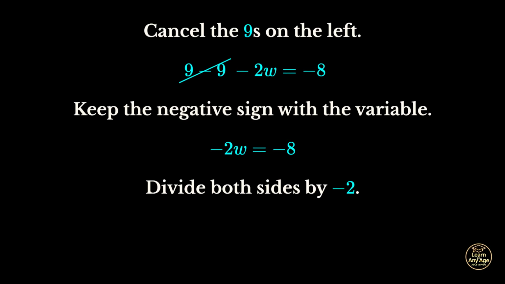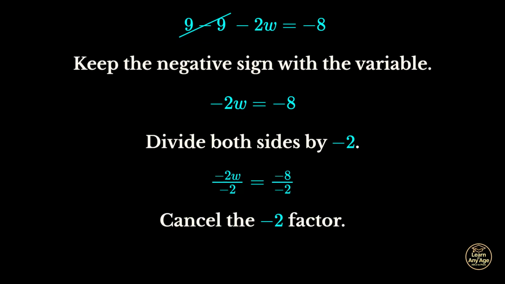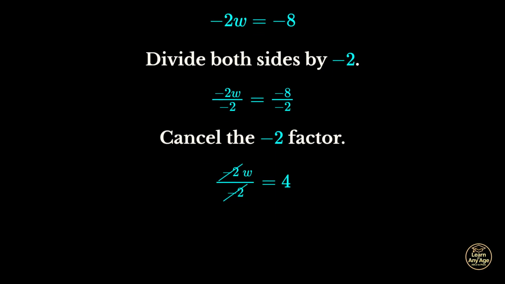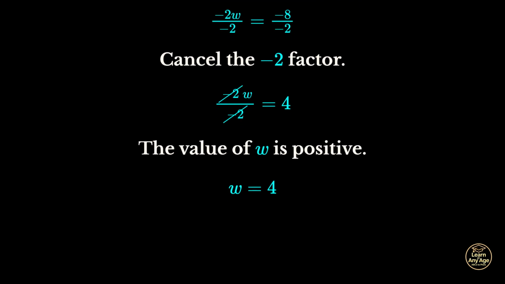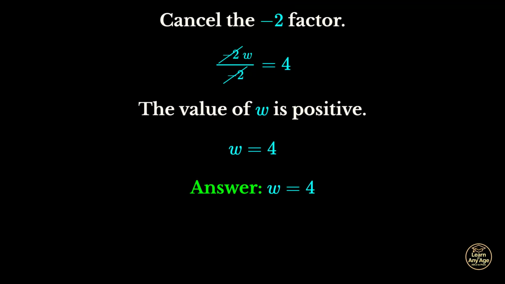Divide both sides by minus 2. Minus 2w over minus 2 equals minus 8 over minus 2. Cancel the minus 2 factor. Minus 2 cancelled out, w over minus 2 cancelled out, equals 4. The value of w is positive. w equals 4. Answer, w equals 4.